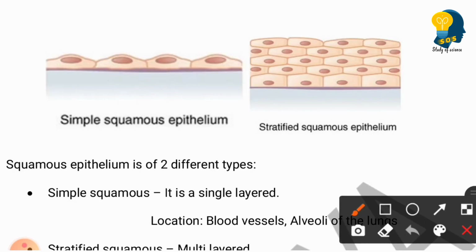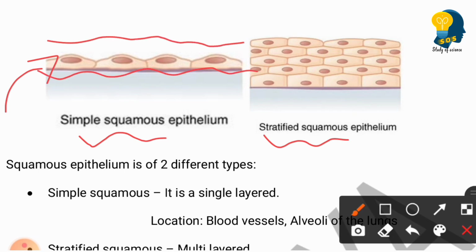This squamous epithelium is further classified into two types. The first one is the simple squamous and the second one is the stratified squamous. I repeat, squamous epithelium is classified into simple squamous epithelium and stratified squamous epithelium. What is meant by simple squamous? Simple squamous epithelium has a single layered surface. You can observe here, this is the simple squamous epithelium, a single layered tissue.